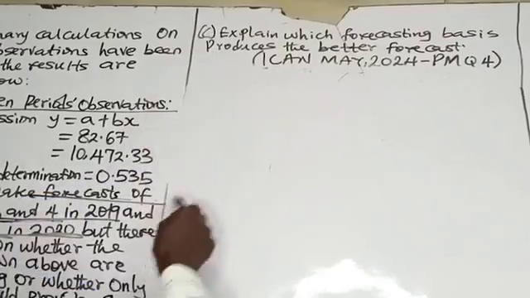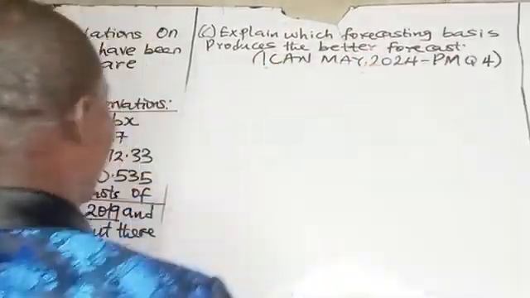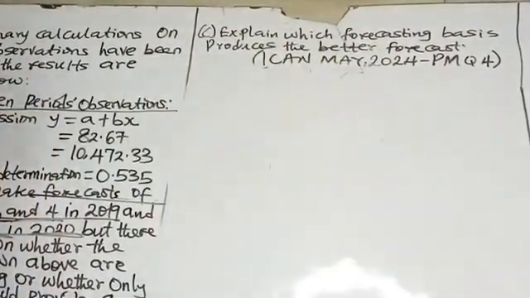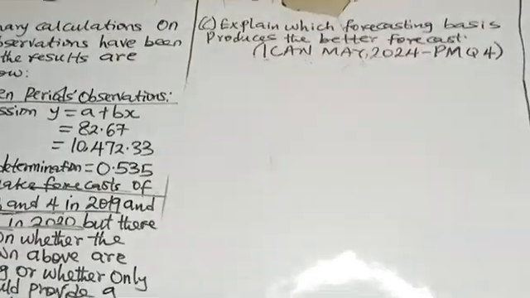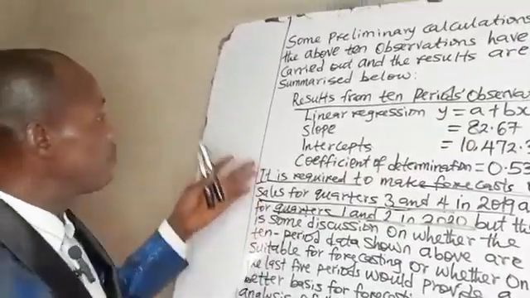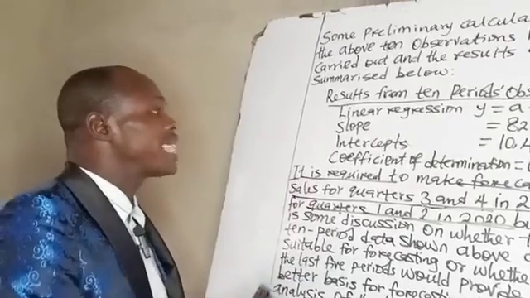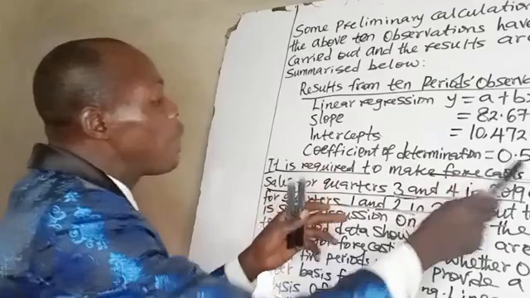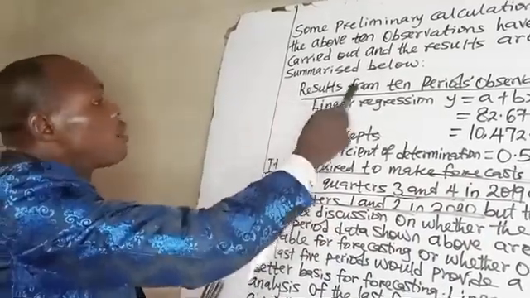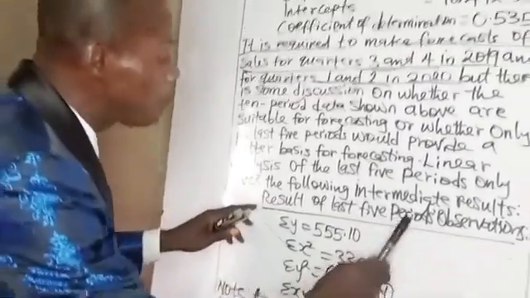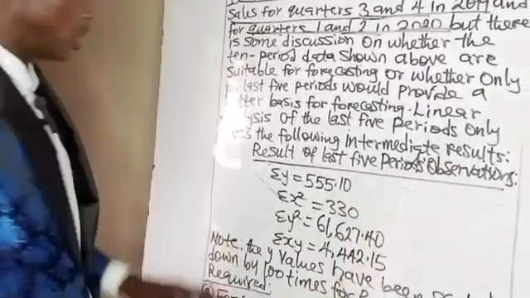D. Explain which forecasting basis produces the better forecast. So you want to explain the forecast basis that produces a better forecast. One of the best methods of estimating the one that will produce a better result is by comparing the coefficient of determination of the results from 10 periods of observation with the results of the last 5 periods of observations.